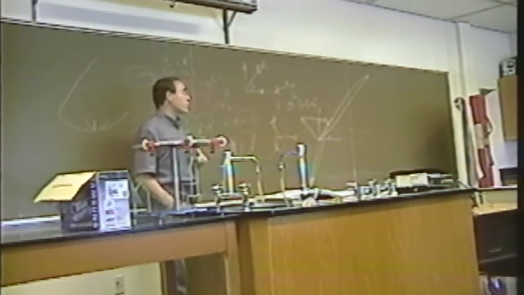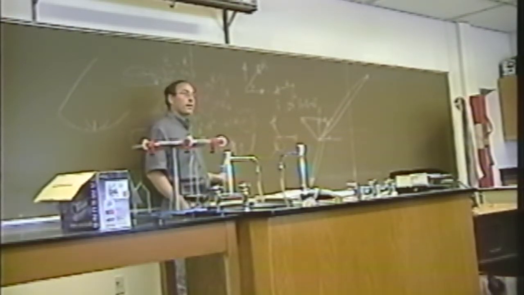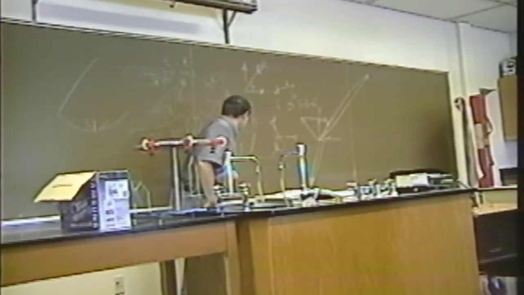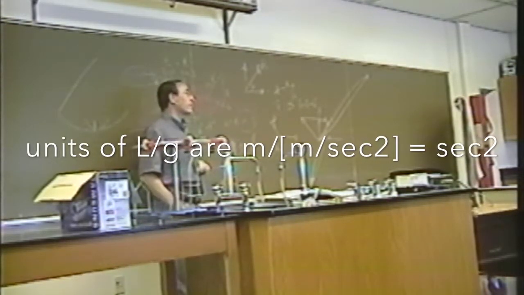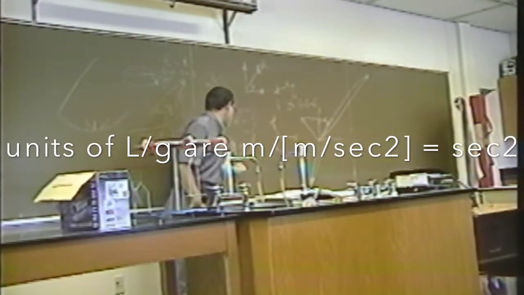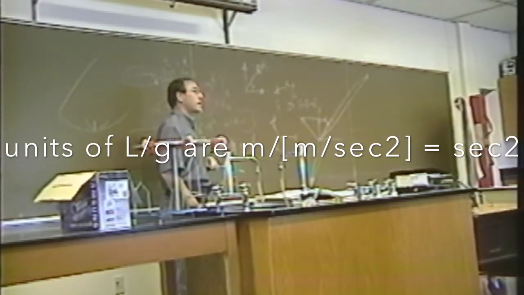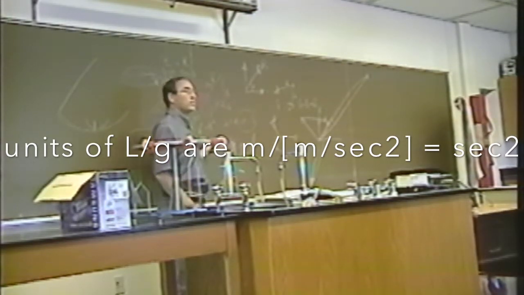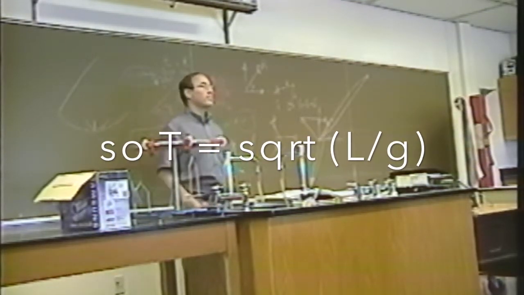Now let's look at the units. What are the units of G? Meters per second squared. What are the units of L? Meters. So what does this come out to be? Seconds squared. What do we want? Seconds. So what would you do to this equation to get seconds? Square root. And that's the right formula. Now isn't that amazing?